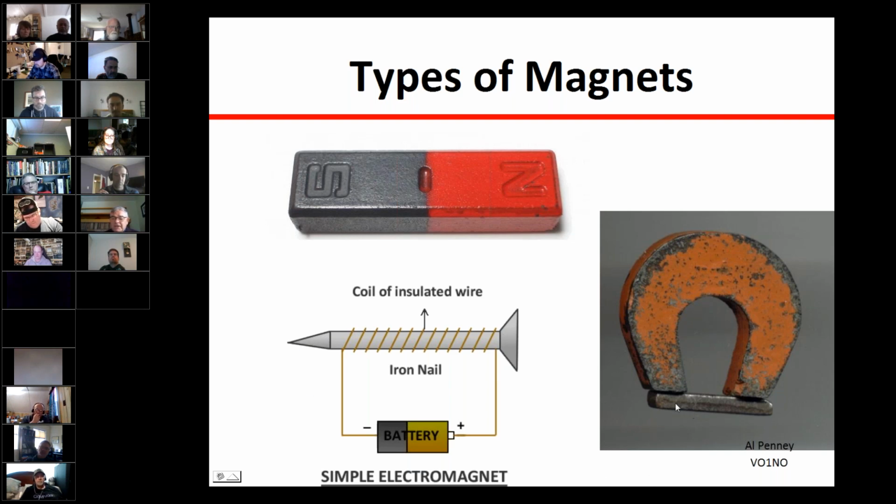And yes, the keeper extends the life of the magnet.